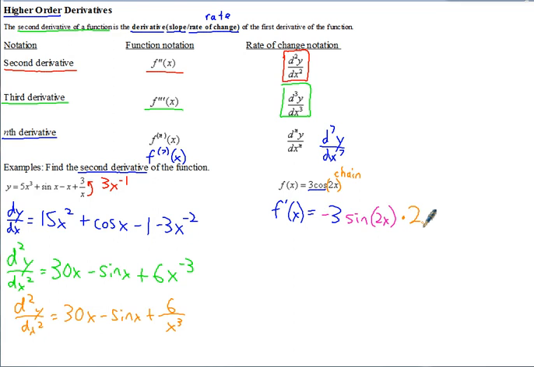And this time, before we take the second derivative, let's go ahead and simplify this just a little bit to make our second derivative a little easier. We can bring that 2 out in front, along with the negative 3, to make it negative 6 sine of 2x. And again, we've got a function inside here, so when we take the second derivative, we're going to need to use the chain rule again.